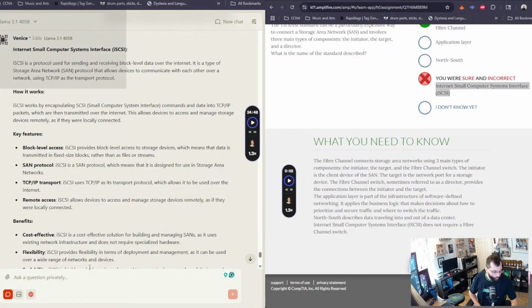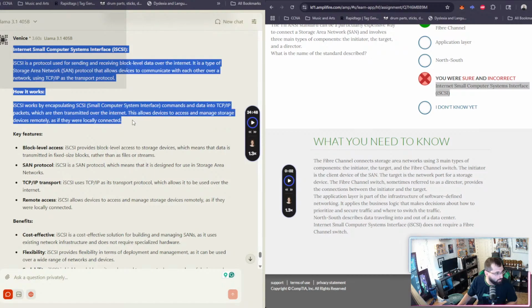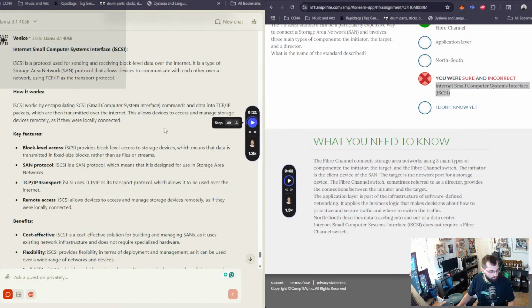All right. Internet Small Computer Systems Interface, iSCSI. iSCSI is a protocol used for sending and receiving block-level data over the internet. It is a type of Storage Area Network, SAN, protocol that allows devices to communicate with each other over a network, using TCP/IP as the transport protocol.